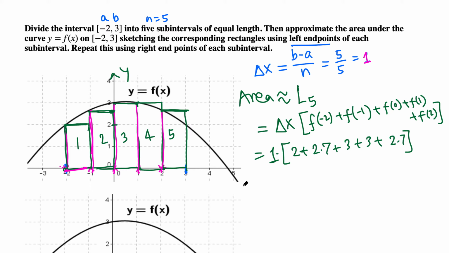If the function equation is given, we would have plugged these numbers into the function to find the exact height, but this works. So just add. 3, 3, 6, plus 2, 8, plus 5.4, 13.4. Okay, that's the left endpoint answer. Now we are asked to repeat, do the same work using right endpoints.